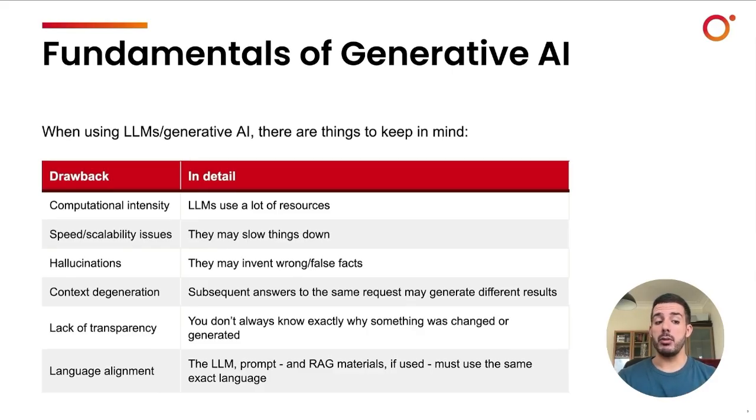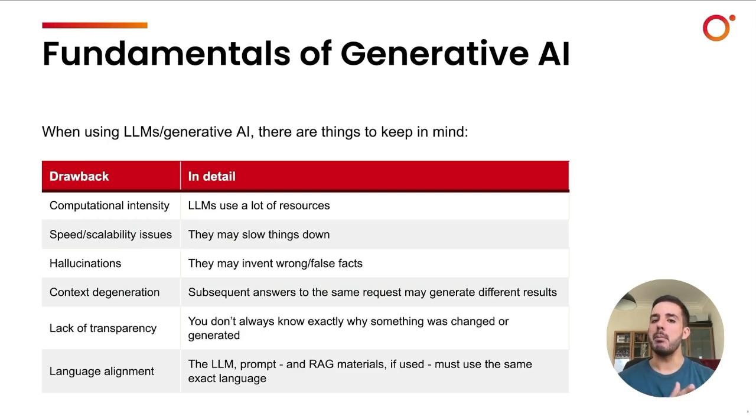Then we also have another issue, which is more subtle, but which is language alignment, right? The LLM, then the prompt, and also possibly the RAG documents, if you use them, must all use the same exact language. If you use slightly different terms, you are not going to be able to obtain optimized results, right? For example, if the definition of revenue in different data repositories is not the same, then when you are remediating data that contain the definition of revenue, you may get inconsistent results because revenue doesn't always mean the same thing in these different contexts, right?